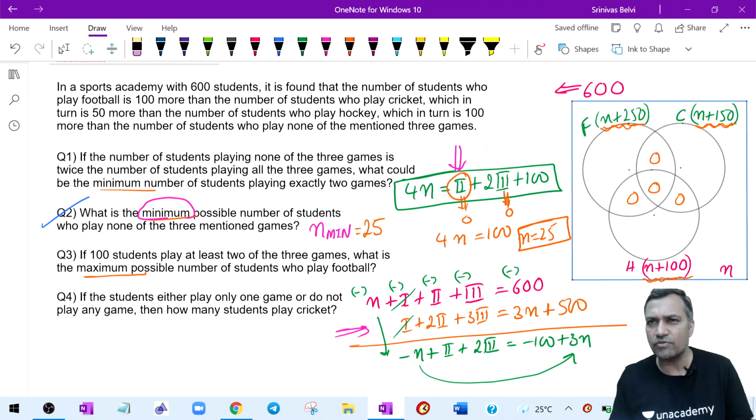There may be no one enrolled for exactly 2 games. There may be no one enrolled for exactly 3 games. Possible. Okay. Did you understand? Yes, no?